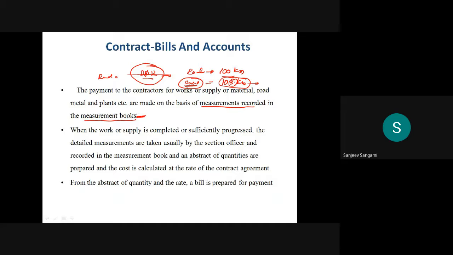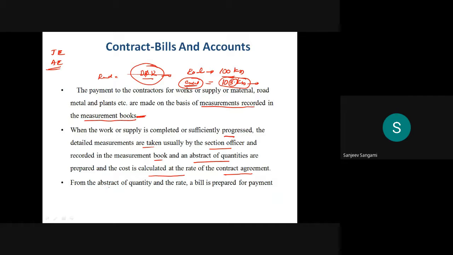Okay, some powers will be given to the assistant executive engineers or executive engineers. If there is any deviation, plus or minus, those powers will be utilized and it will be given to the contractors. So when the work or the supply is completed or sufficiently progressed, the detailed measurements are taken, usually by the section officers, normally the JE, and recorded in the measurement book. An abstract of the quantities is prepared and the cost is calculated at the rate of the contract agreement.